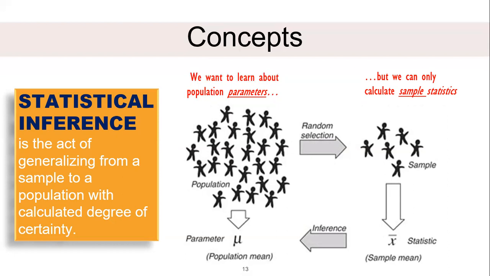Statistical inference is the act of generalizing from a sample to a population with calculated degree of certainty. So from your population, you have to get a parameter. From your sample, you have to get a statistic. But hopefully, with representativeness of your sample, the sample mean could also be used to generalize something about the population parameter.